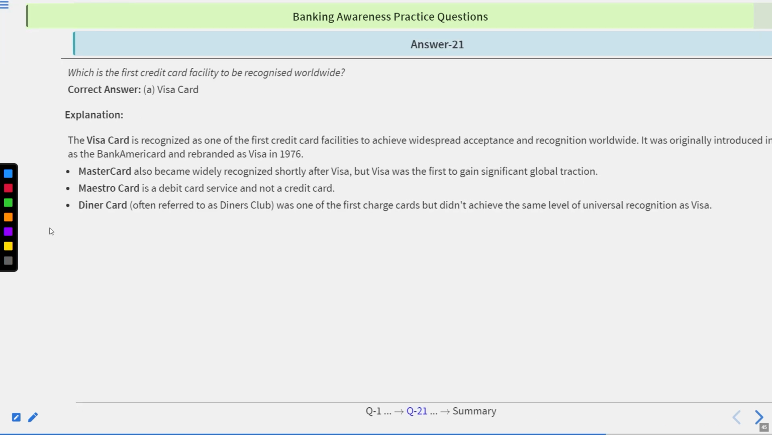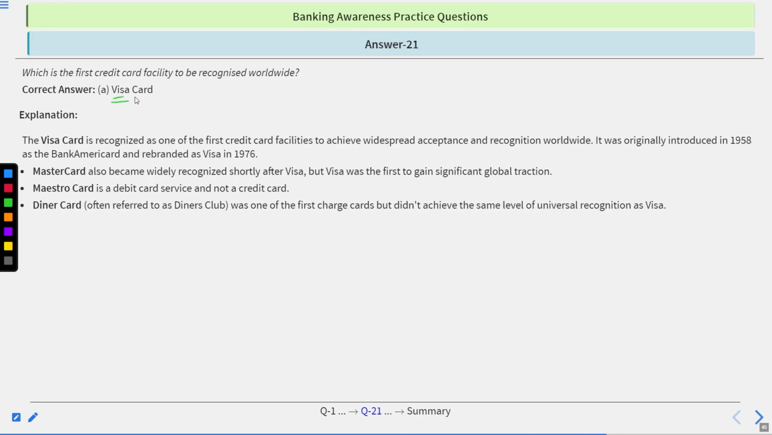Time's up. Correct answer is Visa card. Explanation: Visa card is recognized as one of the first credit card facilities to achieve widespread acceptance and recognition worldwide. Originally introduced in 1958 as the BankAmericard and rebranded as Visa in 1976. MasterCard also became widely recognized shortly after Visa, but Visa was the first to gain significant global traction.